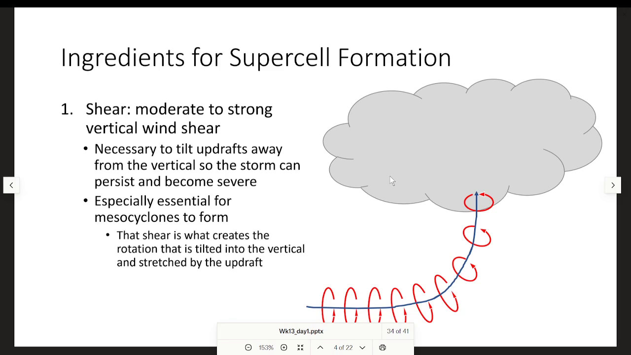So let's talk about these. So shear is moderate to strong vertical wind shear. It's needed to tilt these updrafts away from the vertical so the storm can persist and become more severe. So it's essential for mesocyclones to form. So the shear is what creates the rotation that's tilted into the vertical and stretched by the updraft.